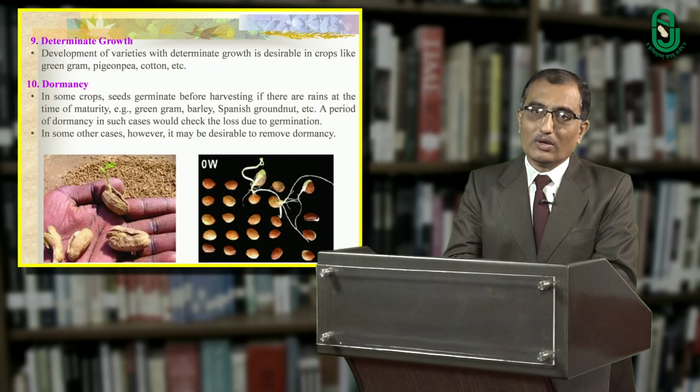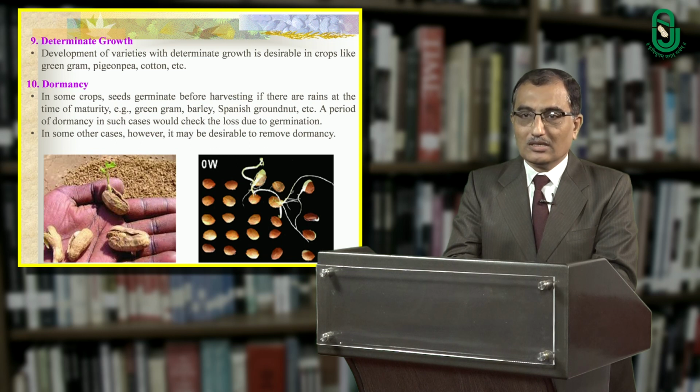Friends, dormancy is also one of the important plant breeding objectives. Dormancy has two sides. On one side, dormancy is desirable, while on the other end, dormancy is not desirable in many cases. I will give the examples. Seed germinates before harvesting if the rains come at the time of maturity. For example, in green gram, barley, spinach, groundnut, it was observed, and you see that from the pod the plant is germinating. Under these circumstances, the presence of dormancy for 15 days or 30 days is desirable to save the loss.